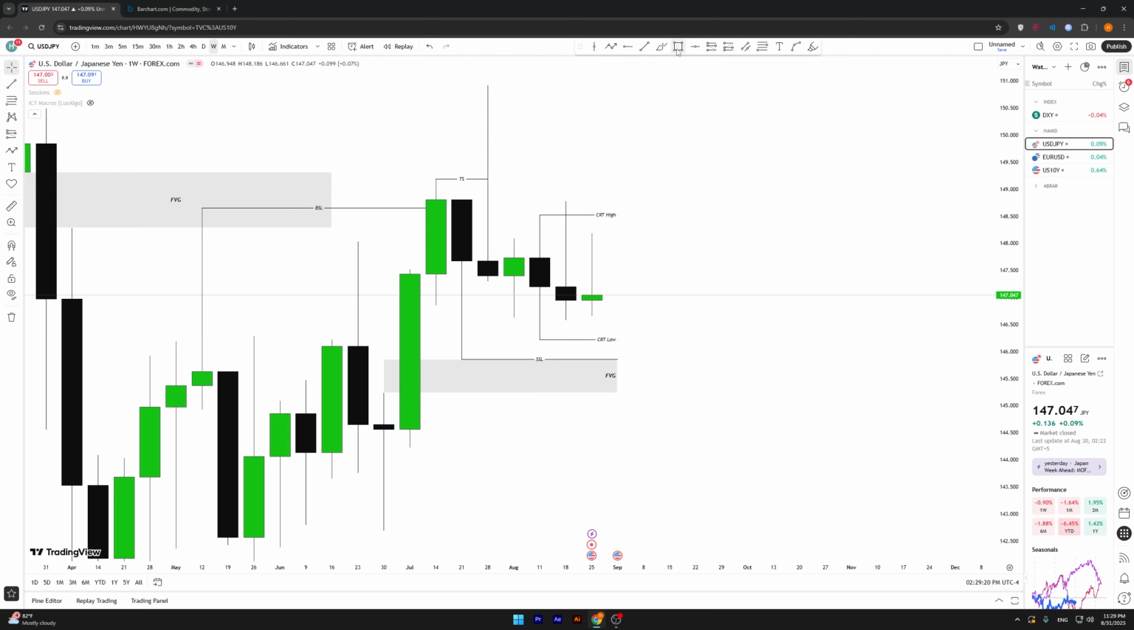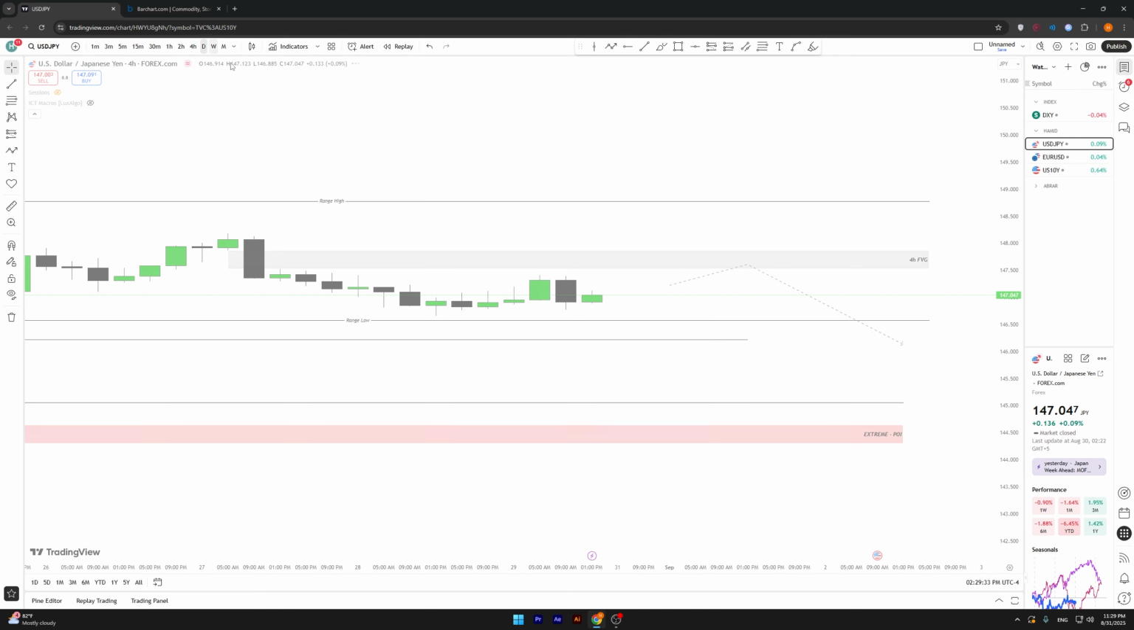So I can expect price to tap the PD array in lower time frame and then dump to the first, this one, and then this one, to the FVG. So this is my weekly time frame on USDJPY.